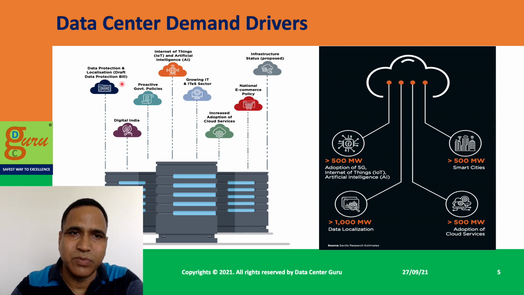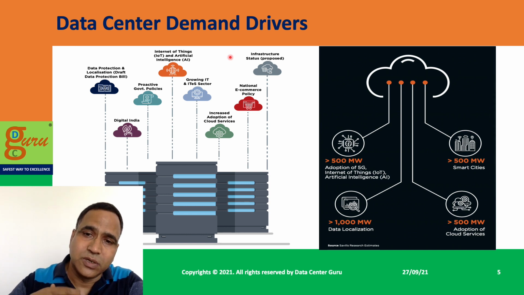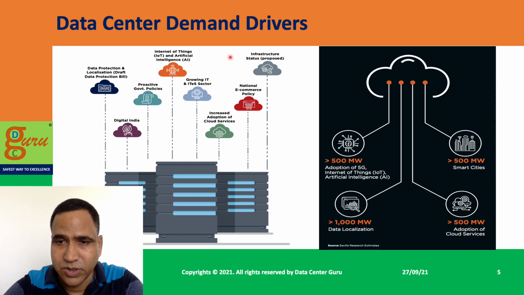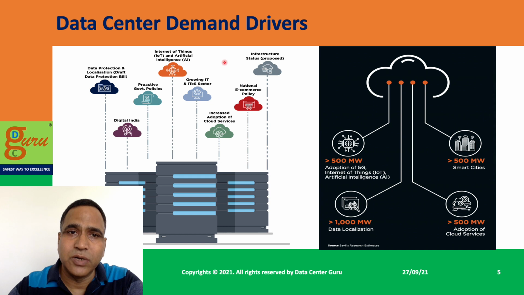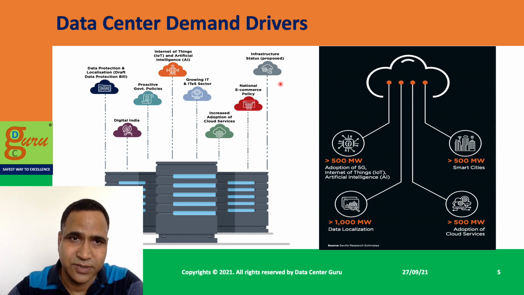Then we are talking about proactive government policies around that. Internet of Things, where you are connecting more and more devices on the network, and you are trying to create machine-to-machine communication. You are trying to use artificial intelligence or machine learning as an application, which also requires a lot of compute and storage. Similarly, growing IT sector, ITES sector, increase in adoption of cloud players. Then you have got the national e-government policy. Also, the government has started recognizing the data center as a different asset class, or the infrastructure status.